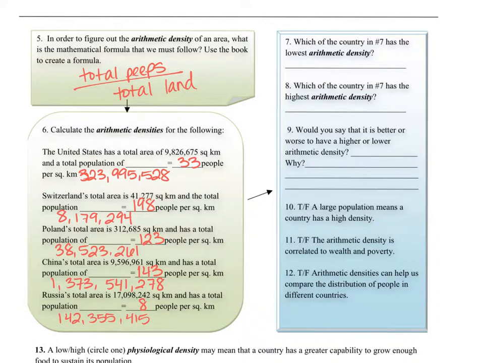So who's got the lowest arithmetic density? Russia. That makes sense because why? It's big. Yeah, Russia's really big. I think it's something like 11 time zones. So when you're in one part of Russia, it's already tomorrow in the other part of Russia. Okay, which one has the highest? Switzerland. And that makes sense because why? It's small. Yeah, it's really little.